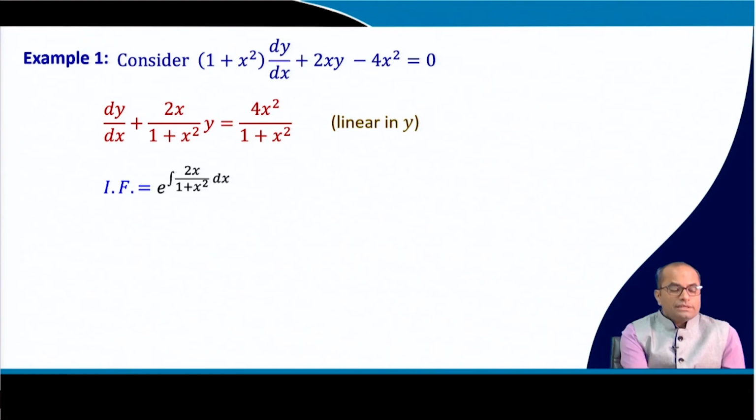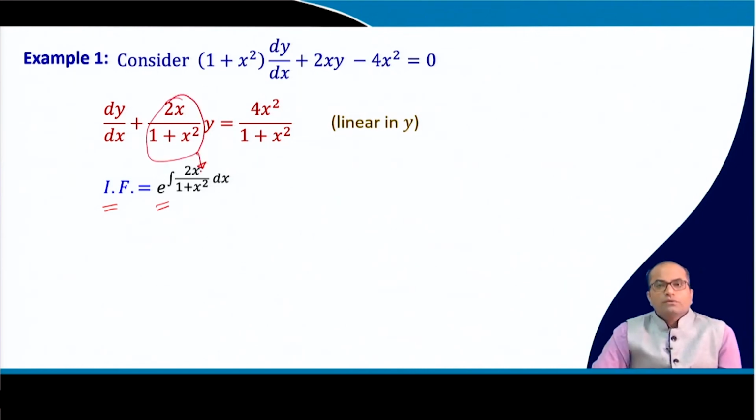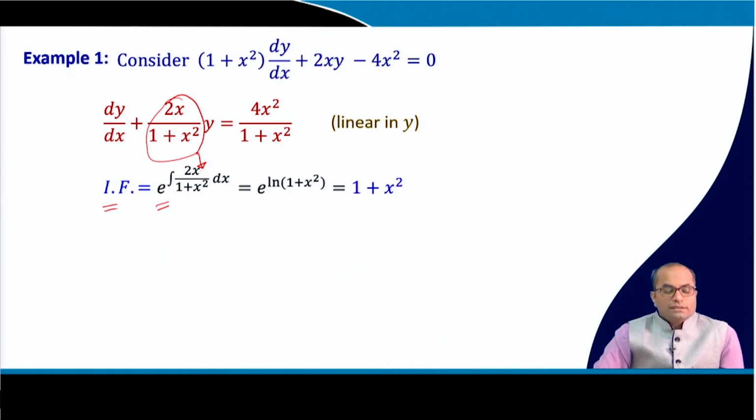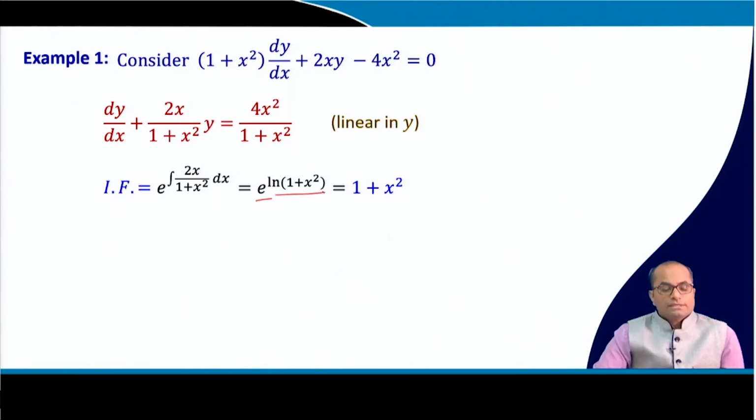Now, the integrating factor. We have the exponential of the integral of p dx. Here p dx is 2x over 1 plus x square dx, and this is easy because the derivative of 1 plus x square is 2x in the numerator. So, we have simply e^(ln(1 plus x square)), which is 1 plus x square. So, 1 plus x square is the integrating factor for this linear equation.